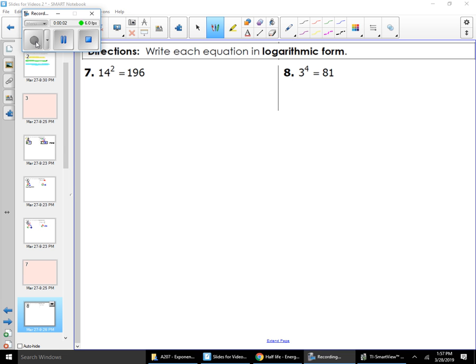So we've gone from logarithmic form to exponential form. Now we want to get comfortable going from exponential form to logarithmic form. This is how we usually use logarithms.